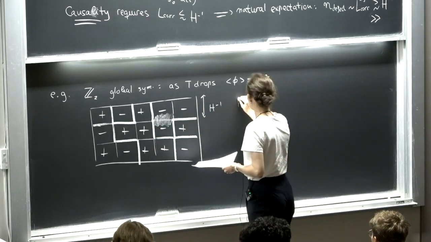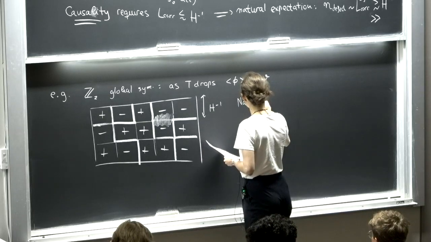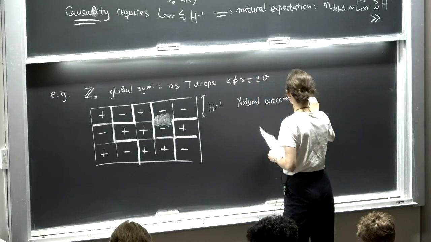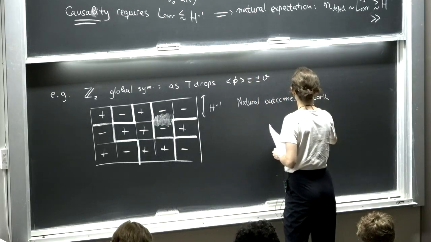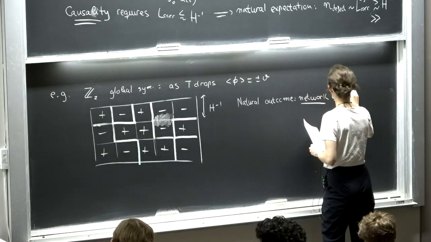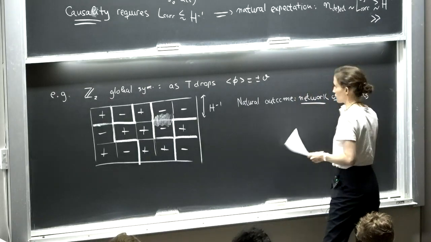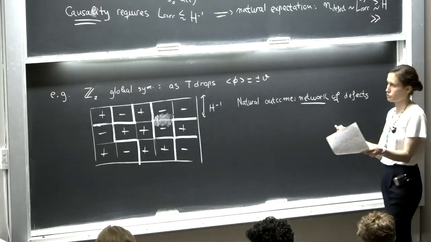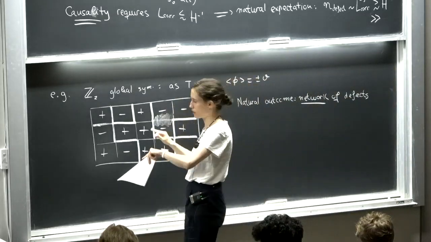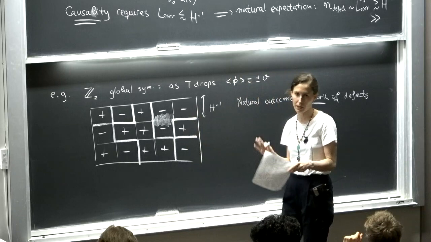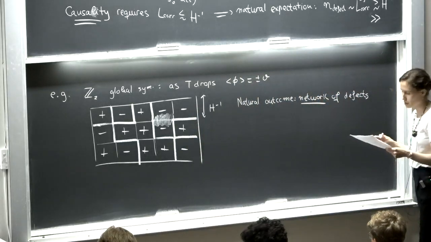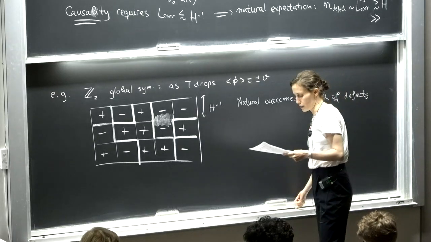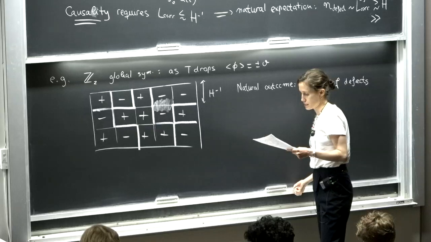So the natural outcome is not just one defect, but you end up with some kind of network of defects. I've illustrated here the case of Z2, where these things are domain walls, but similarly you could do it for the case of cosmic strings, where what would be uncorrelated across different patches would be the orientation of the Higgs field on the plane. So the same thing happens.